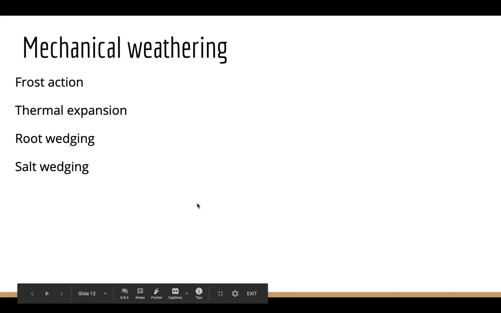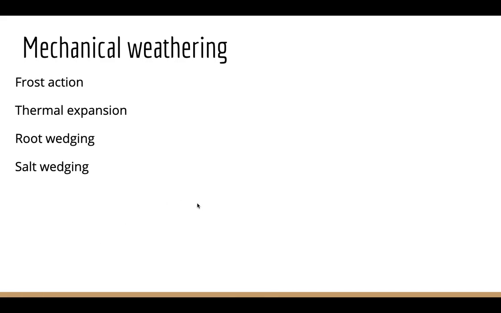Right, so we're going to break weathering up into two categories, mechanical weathering and chemical weathering. And then there's different types of mechanical weathering and different types of chemical weathering. Right, so again, weathering is where the rock surface gets broken up into smaller and smaller fragments. Mechanical weathering is where that breaking up of the rock is happening by physical means.